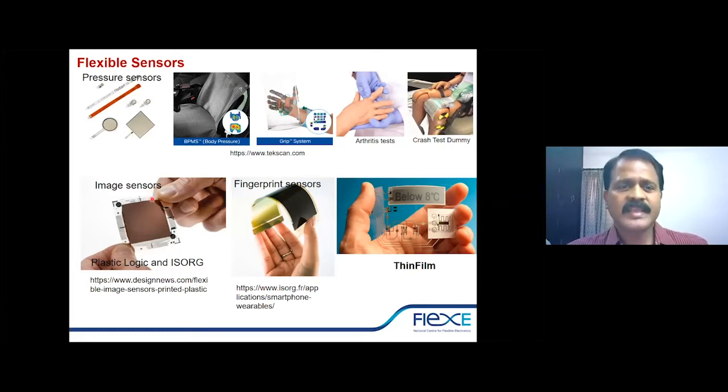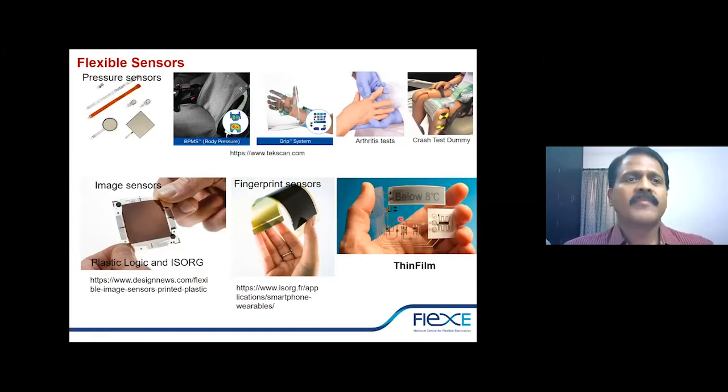And here is a picture. Here are pictures of these image sensors. One application is to use it for fingerprints as a security feature in smartphones. And here is a picture of flexible temperature sensors, and this again has multifarious applications.